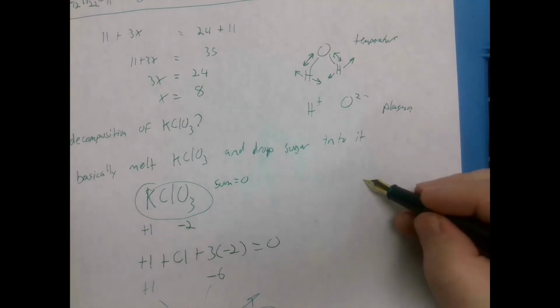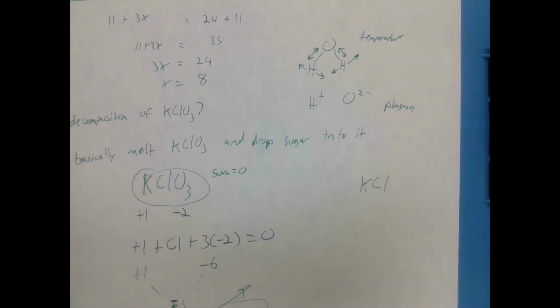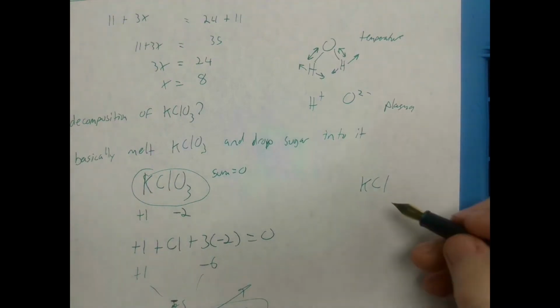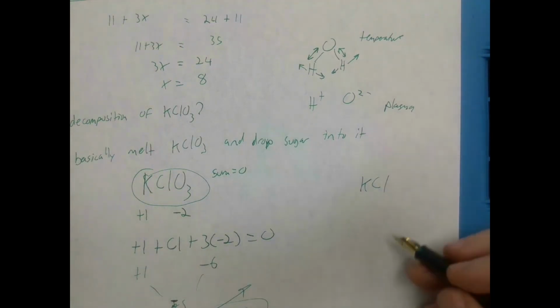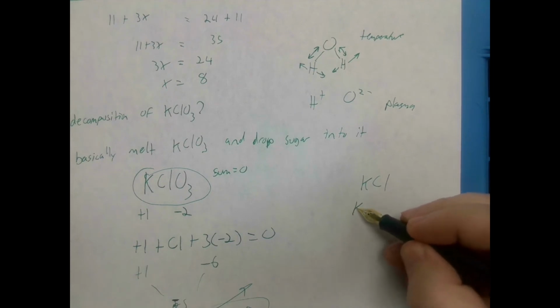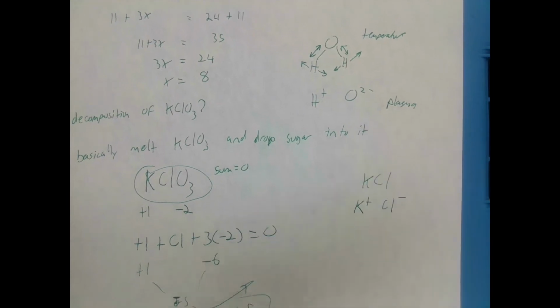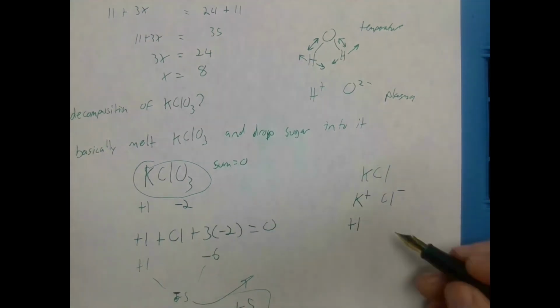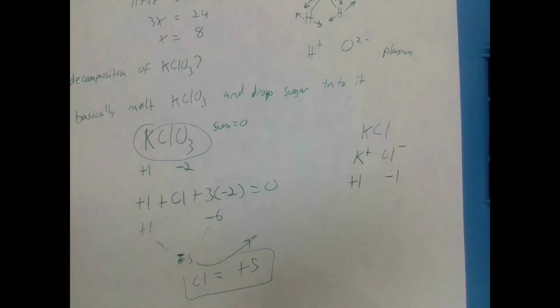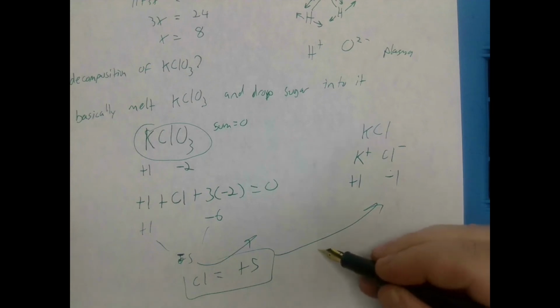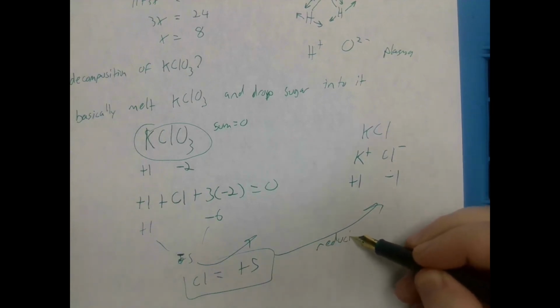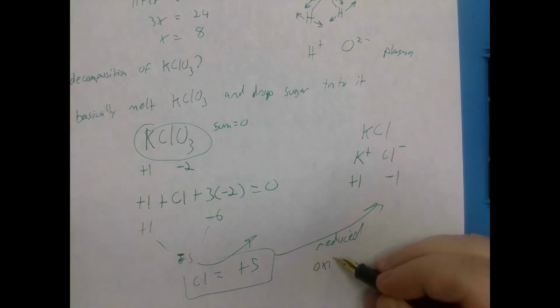Now let's look at it over here. Potassium chloride. This is an ionic compound. In ionic compounds, whatever their charge is, is the same as their oxidation number. So this breaks up into K plus and Cl negative. That means this is +1 and this is -1. So is chlorine being oxidized or reduced? It's being reduced. It's our oxidizing agent.